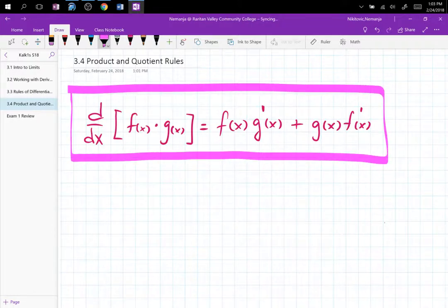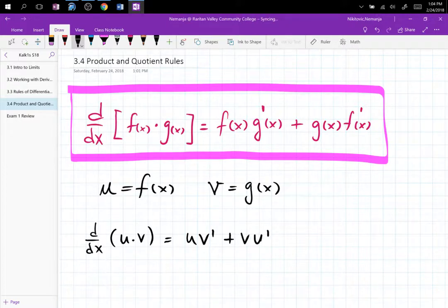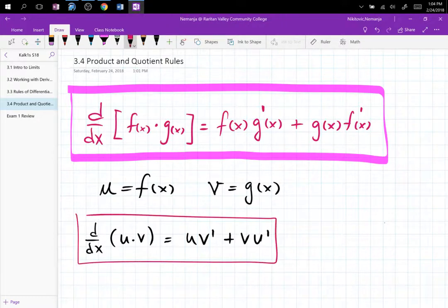Now, some students like to remember this as: say u is f of x and v is g of x, and they think of this as the derivative of u times v is u v prime plus v u prime. It's the same, it's just fewer letters. I don't care which notation you adopt and use. All you need to do is to follow the formula.